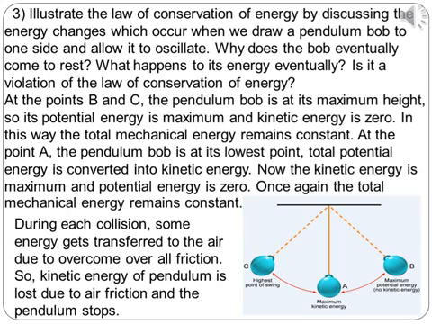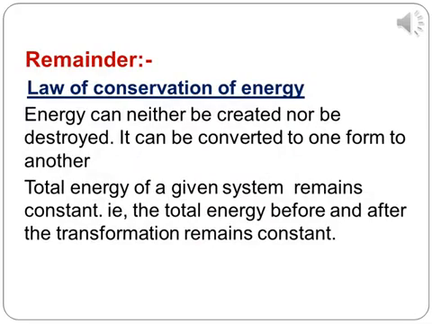Why does the bob eventually come to rest? What happens to this energy eventually? During each oscillation, some energy gets transferred to the air in overcoming air friction. So, kinetic energy of the pendulum is lost due to the air friction and the pendulum stops eventually. However, the total energy of the system will remain unchanged. So, it does not violate the law of conservation of energy.